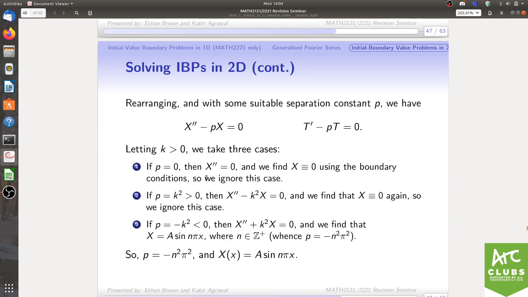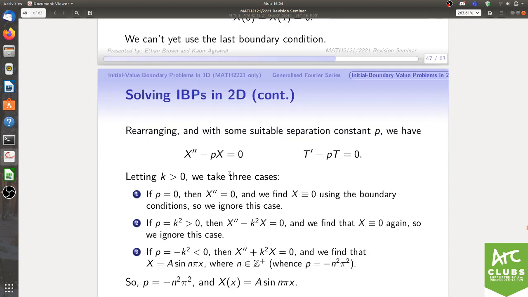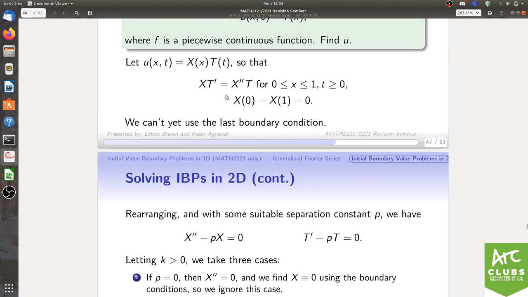Now, what we can do is take p equal to 0. We again solve it in a very similar way to what we've described above. If p is 0, then we take our second derivative of x equal to 0 because of this equation. And so we find that x is identical to 0 after using the boundary conditions that we have over here.